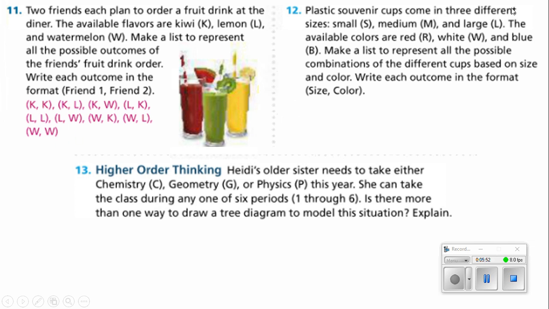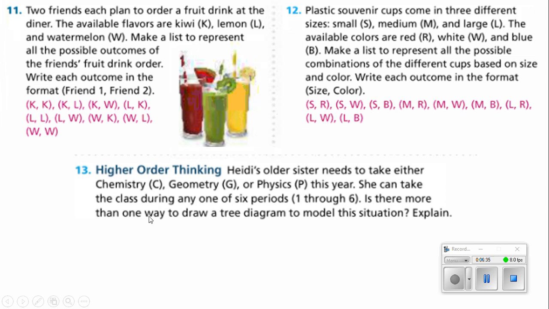Number 12 says plastic souvenir cups come in 3 different sizes: small, medium, and large, which we will label S, M, and L. The available colors are red, white, and blue. Make a list to represent all the possible combinations. Well, there are 3 different sizes, 3 different colors, 3 times 3. That tells me there's going to be 9 combinations. It could be small and red, small and white, small and blue, medium and red, medium and white, medium and blue, or large and red, large and white, large and blue.